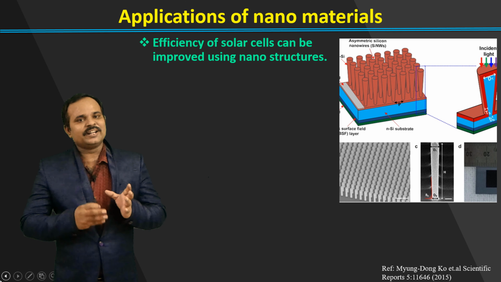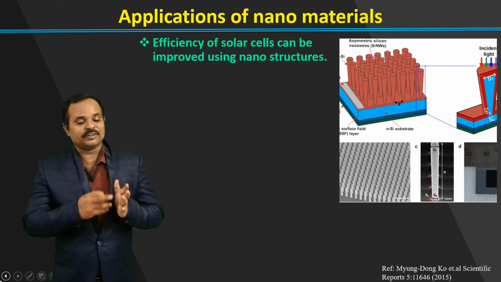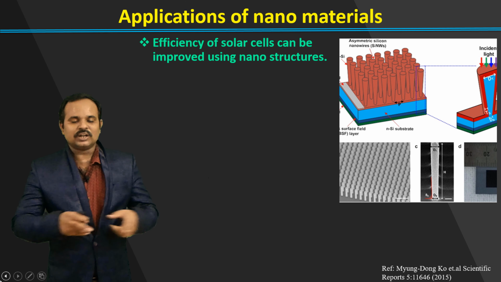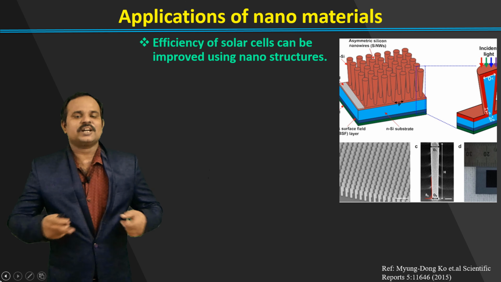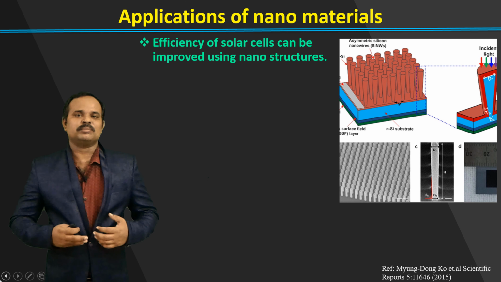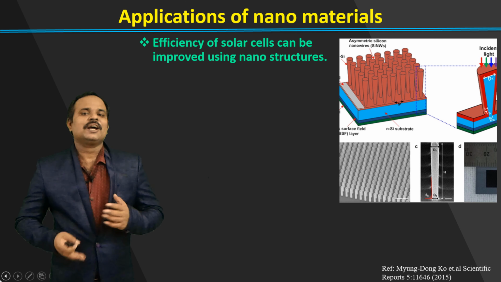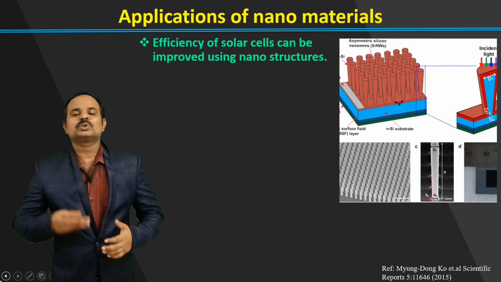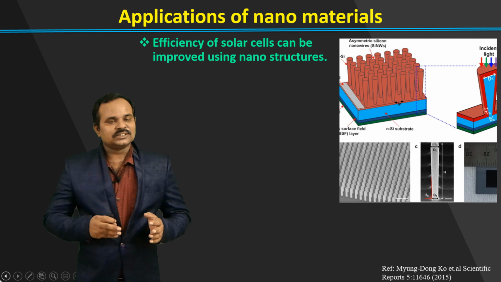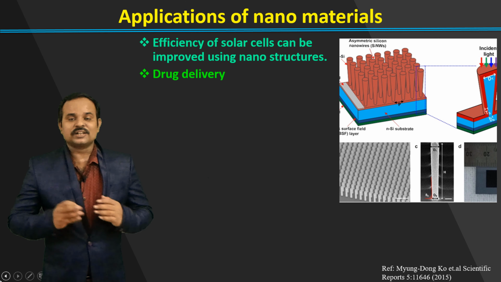And also, if some light is reflected on the surface of the nanostructures, it will be reflected back in different directions onto the other nanostructures, so that all the light falling on the solar cell can be absorbed. In this way we enhance the absorption efficiency of the solar cell, and thereby the conversion efficiency can be improved. Nanostructures can also be used in drug delivery.